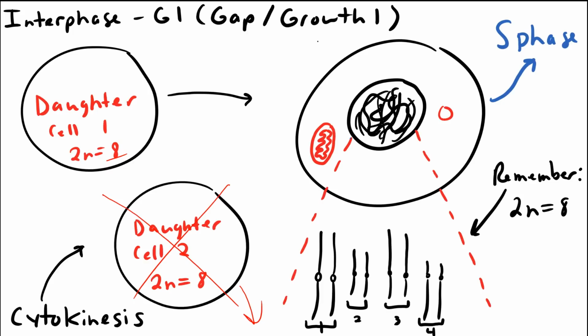Note that the genetic material is in a relaxed state. As we transition here, you see in G1, the DNA is relaxed. Essentially, it looks like a ball of yarn. It's relaxed, it's decondensed here. Decondensed is another way of saying relaxed.